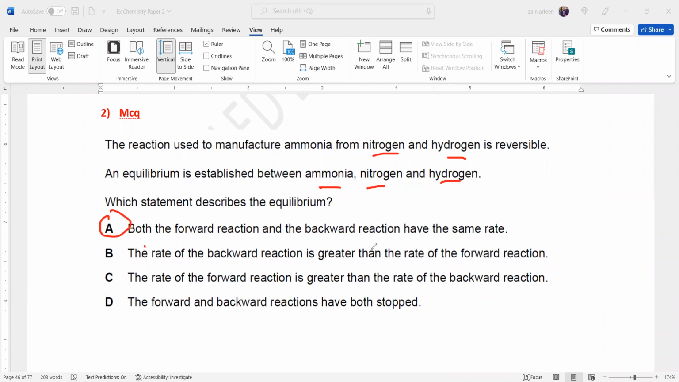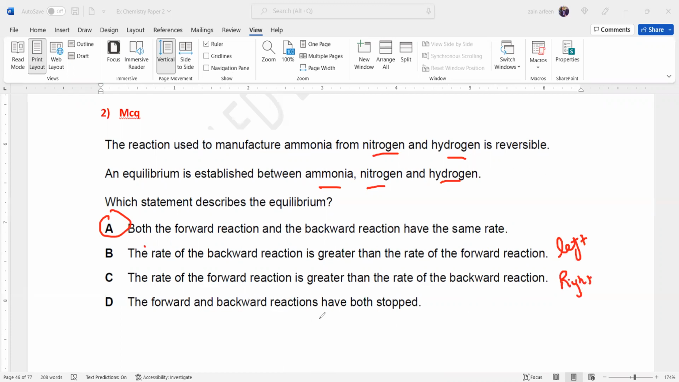If we say the rate of backward reaction is greater than forward, where is the equilibrium shifted? If the backward rate is higher, it means the equilibrium has shifted towards the left. The rate of forward reaction is greater than backward, so where is the equilibrium shifted?